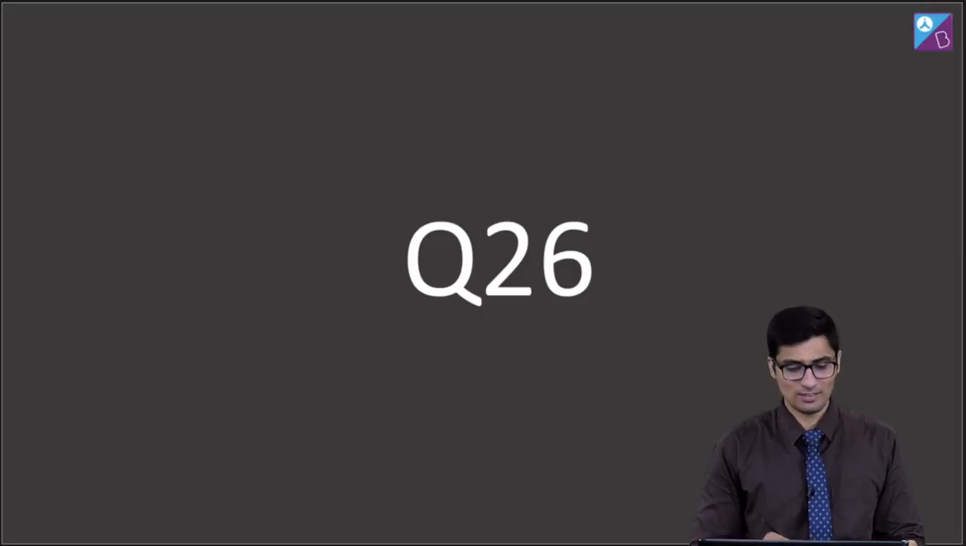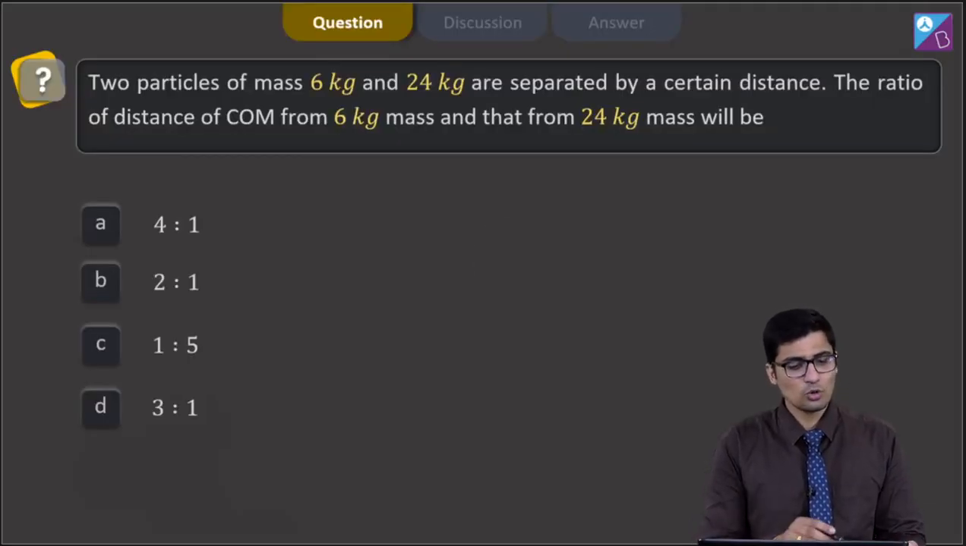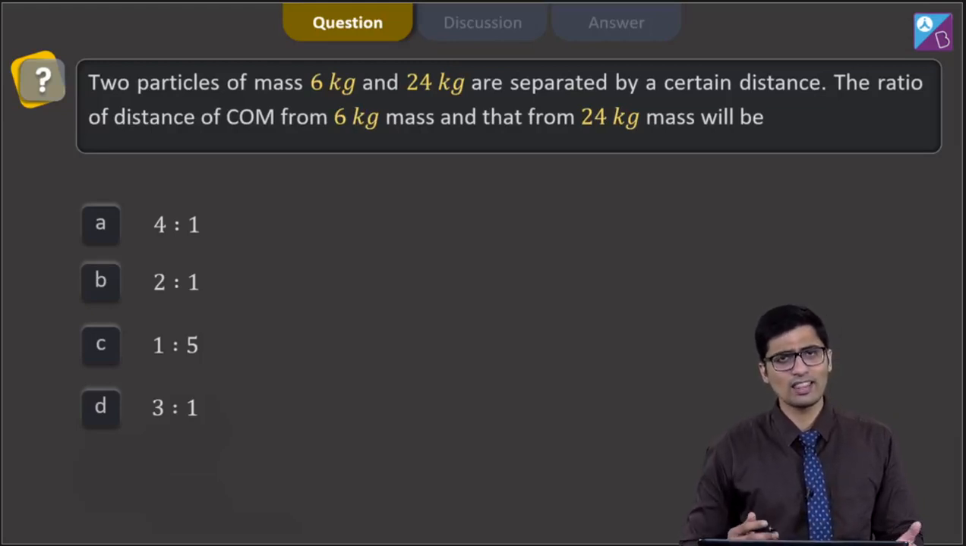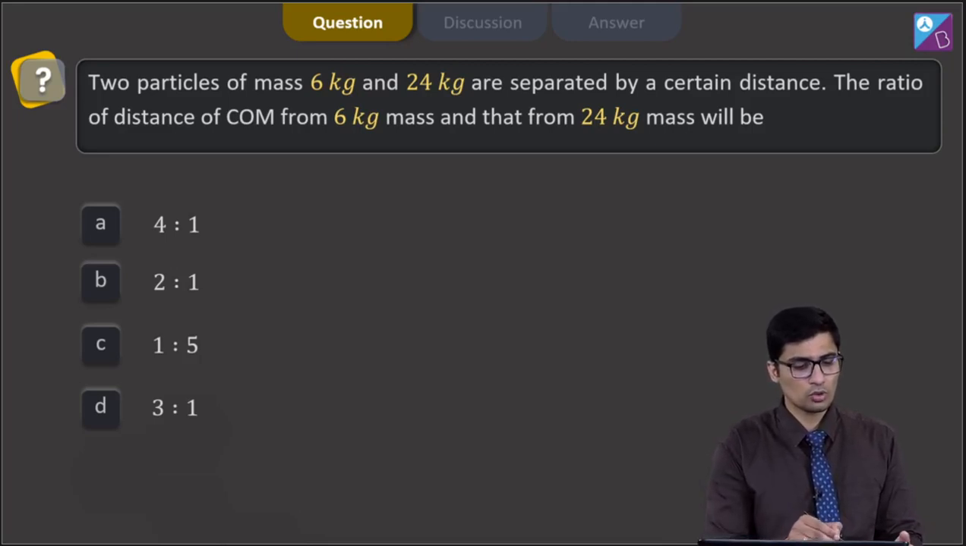This is question 26. This question says two particles of mass 6 kg and 24 kg are separated by a certain distance. The ratio of the distance of center of mass from a 6 kg mass and that from a 24 kg mass will be. So, 4 options are 4:1, 2:1, 1:5 or 3:1.